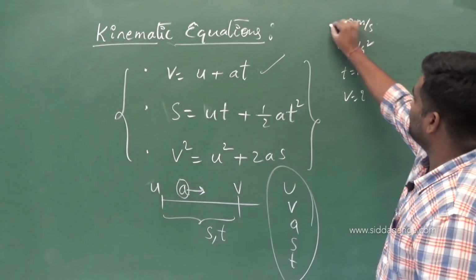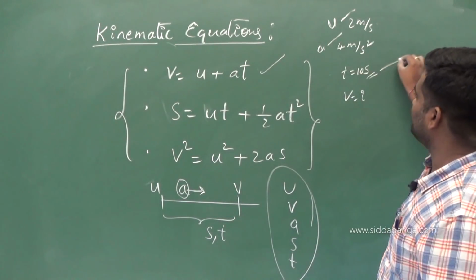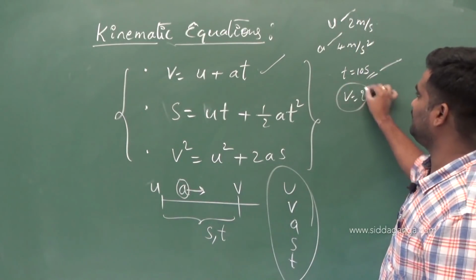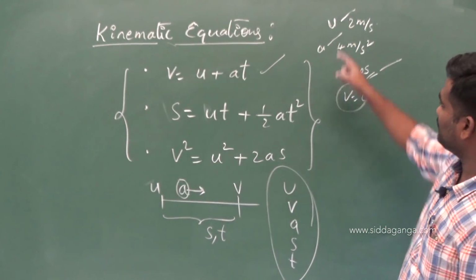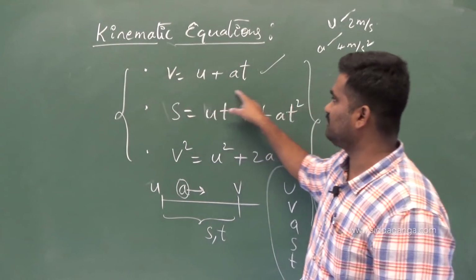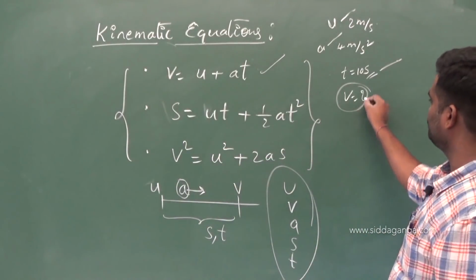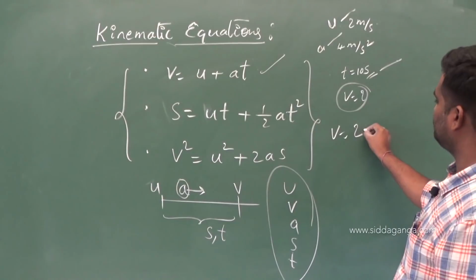What parameters are given? u, right? This is acceleration a and this is time t. u, a, t. What do you have to find? v. What is the relation among u, v, a and t that we have here? This is the equation we have: v equals u plus at. Solve for it. v equals u plus at. What is that? u is how much? 2 plus a is what?